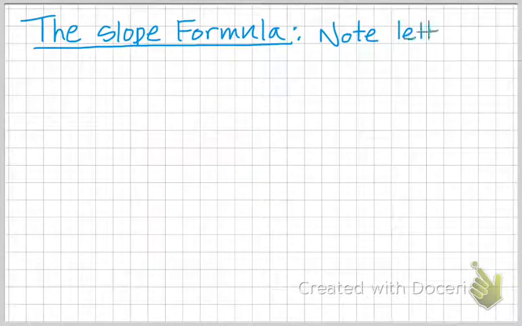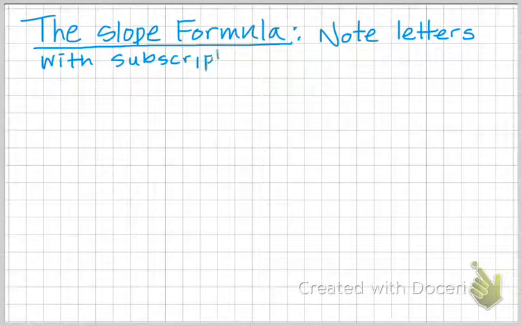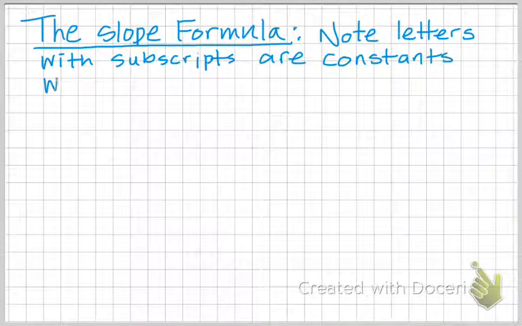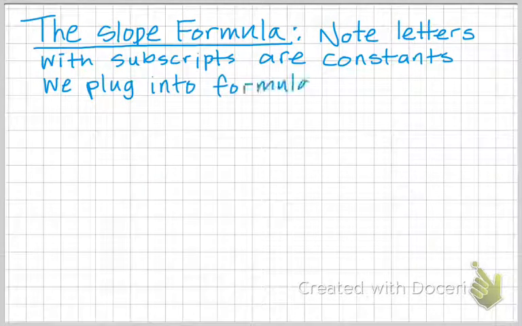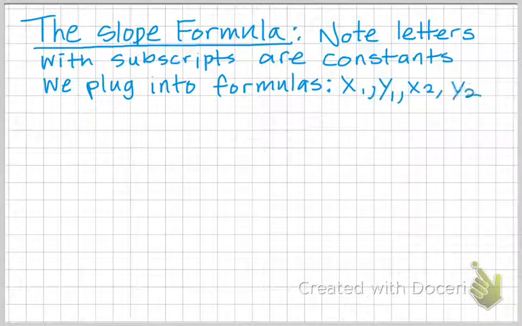The slope formula. Note, letters with subscripts are constants. We plug into formulas. So x sub 1, y sub 1, x sub 2, y sub 2 are actually all going to be constants. When you put a subscript, which is the number on the bottom right, with the variable, it becomes a constant. It's not a variable anymore.